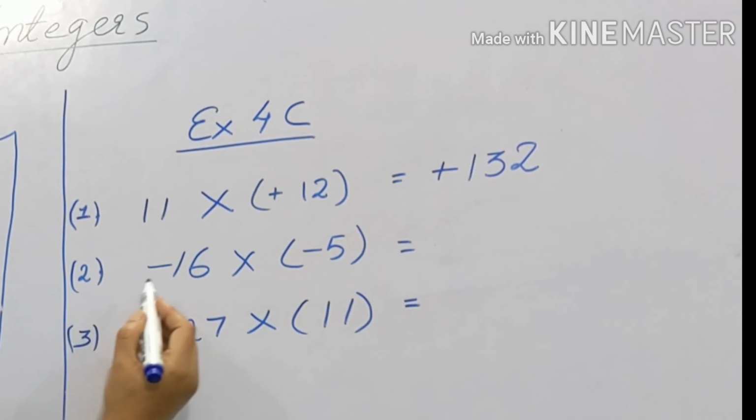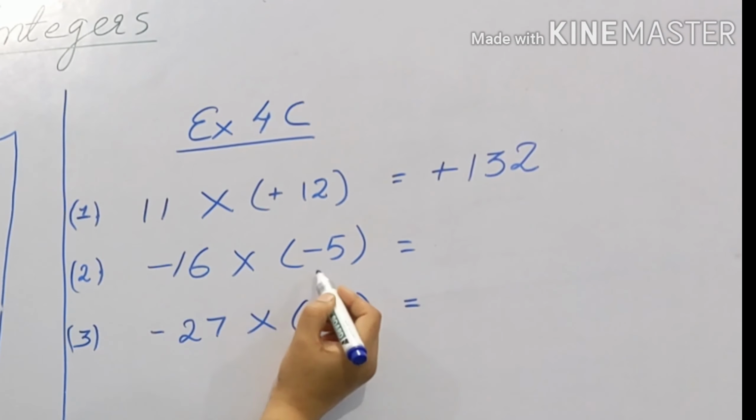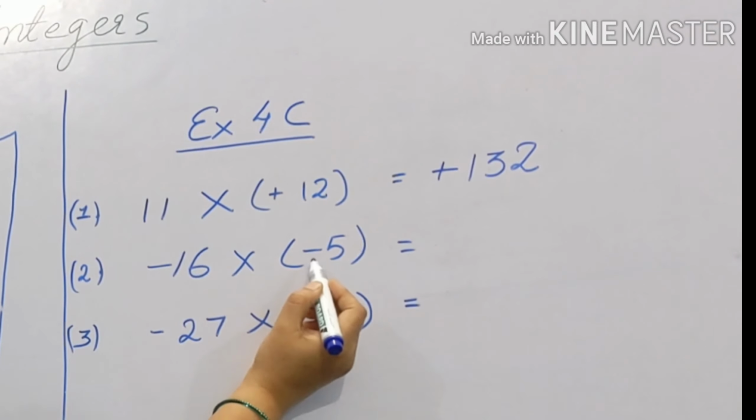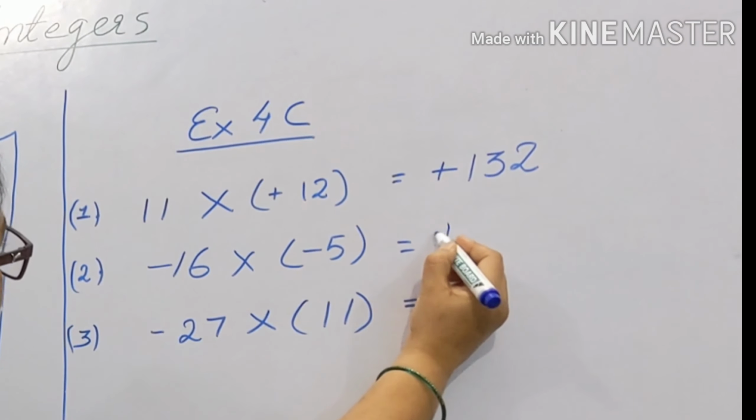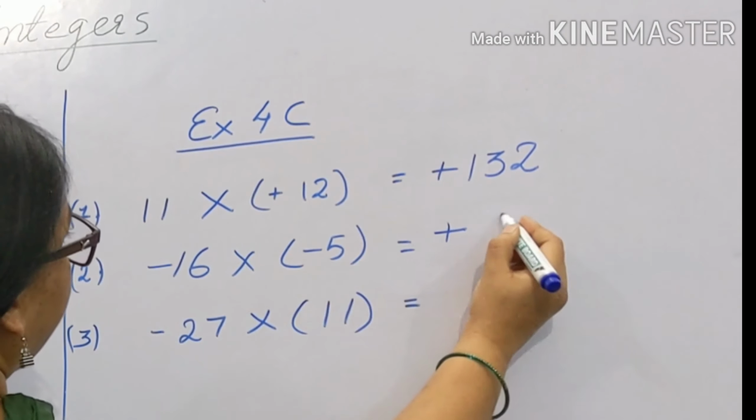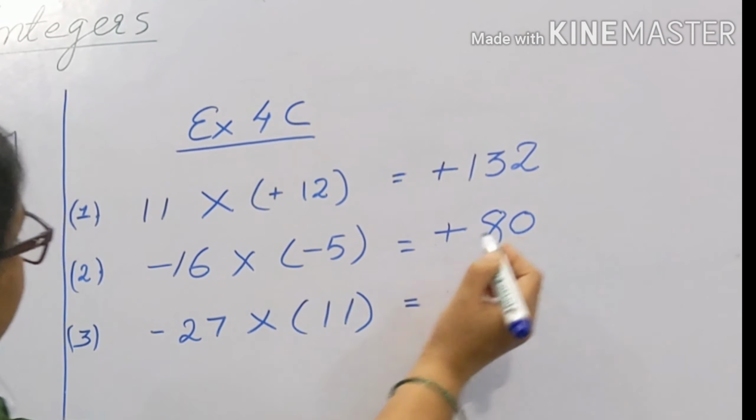Question 2, the product of a negative integer by a negative integer. When the two integers are negative, the product is always positive. 16 into 5, 80. Hence, the product is plus 80.